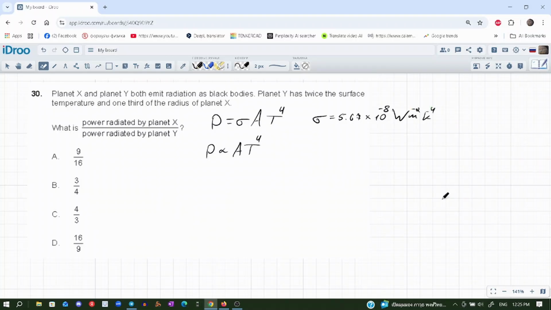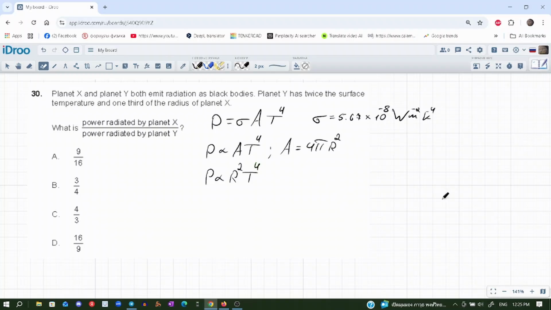But you don't need to know this information really here now. You just have to know that we have planets, so the area equals 4 pi r squared. So area is proportional to r squared. And if the power is proportional to area, power is also proportional to r squared and proportional to the temperature to the power of 4.